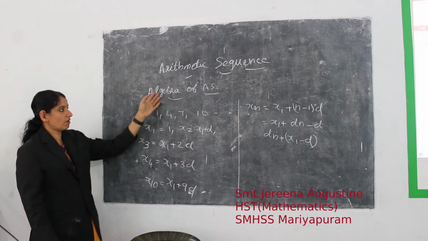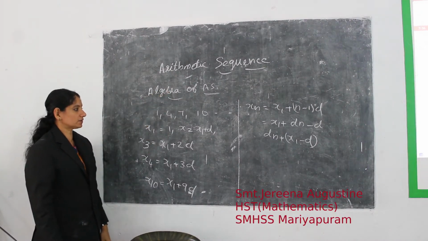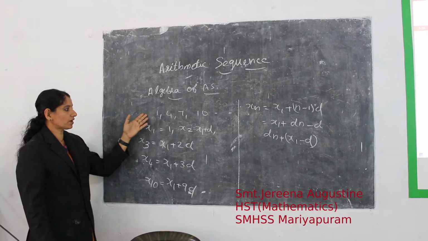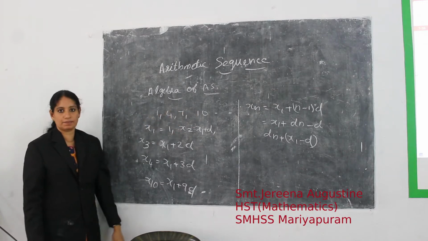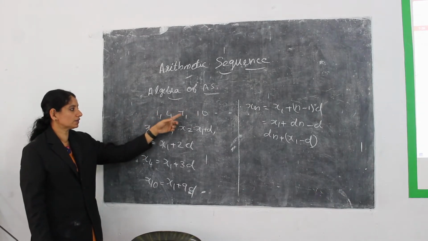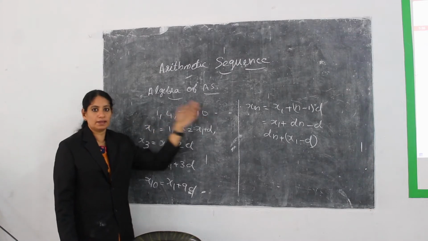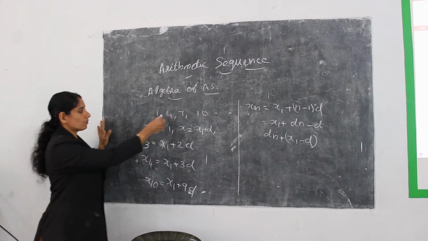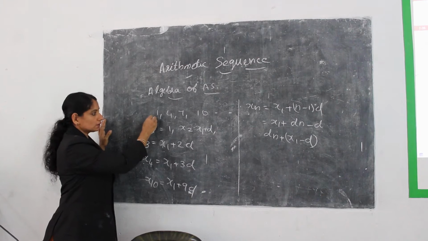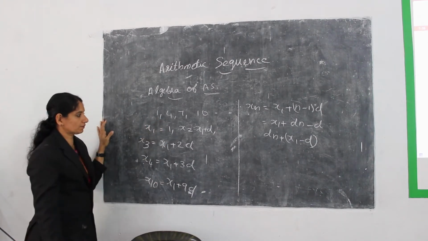Next topic is algebra of arithmetic sequence. Consider the sequence 1, 4, 7, 10, etc. First term 1, second term 4, third term 7, etc. Then what is the common difference? 4 minus 1 is equal to 3. The common difference is 3.